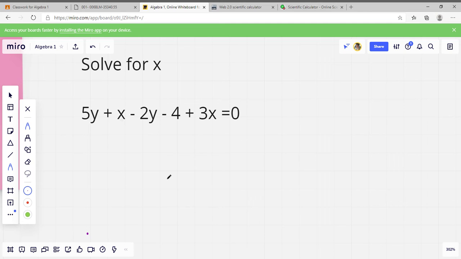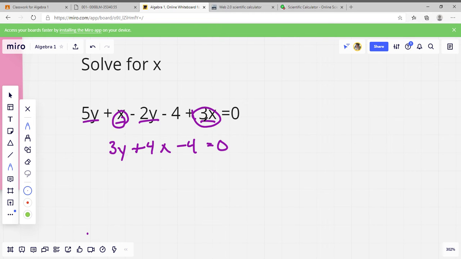All right, so we're going to get our x's on the same side. Oh, everything's on the same side. All right, so first we're going to combine like terms. So 5 minus 2 would be 3y. So I've combined here and here. And now I've got x and 3x, which would be 4x. So that's that one and that one. And then I'm just left with this negative 4 equals 0.